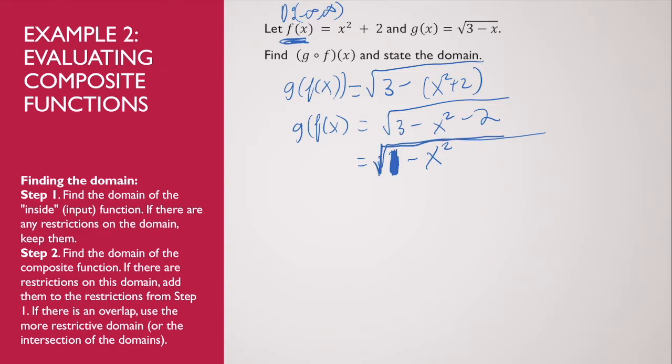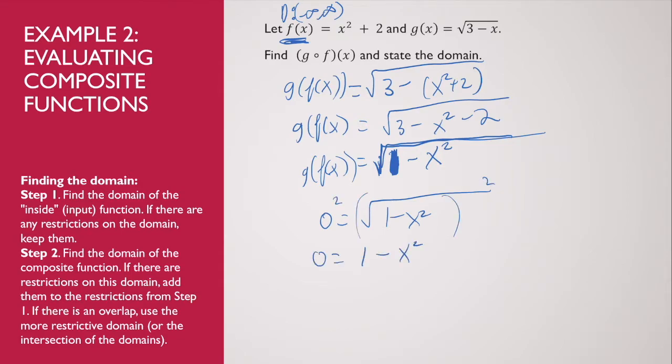So when is this going to equal 0? So we can figure out our domain. So I have 0 is the square root of 1 minus x squared, square both sides. 0 is 1 minus x squared. I subtract 1 from both sides. Negative 1 is negative x squared. 1 is x squared. Square root of both sides. X equals plus or minus 1.